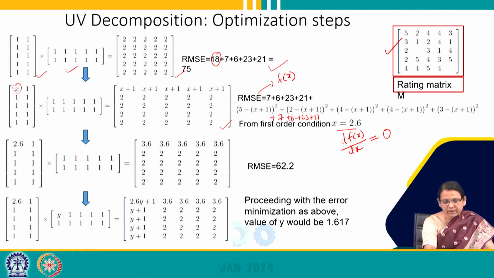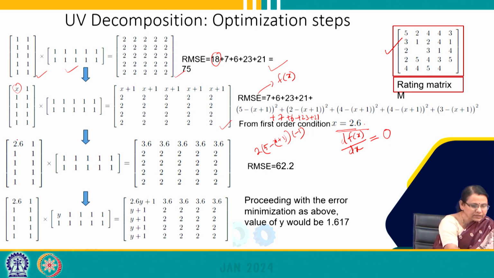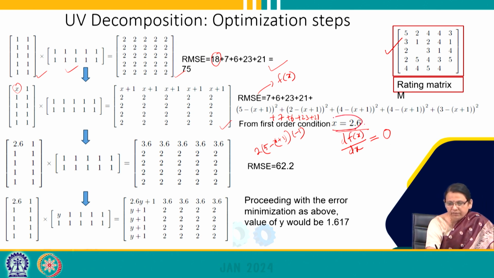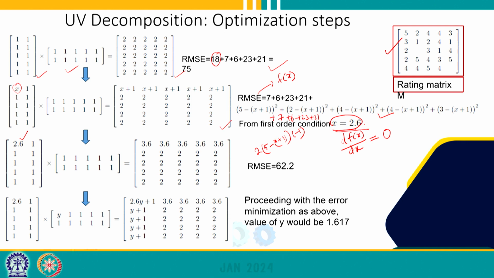what will happen? The first term is 2 into 5 minus x plus 1, then this is only x, so that is minus 1 and so on. I am not going to do this for you. You do it and find out the value of x turns out to be this, and this x you now replace here. This x was determined from solving this optimization problem. After you replace it here, then you keep on multiplying and get this updated value.